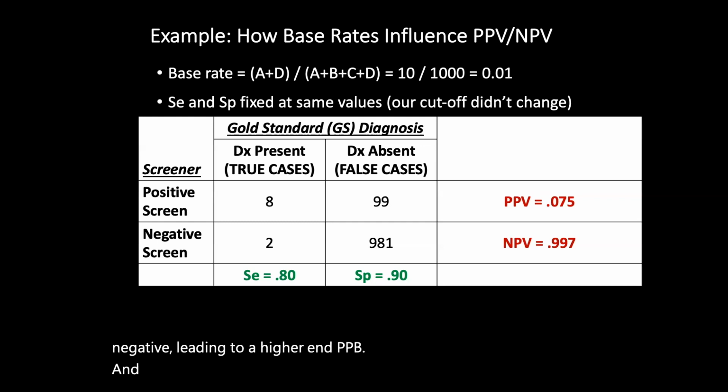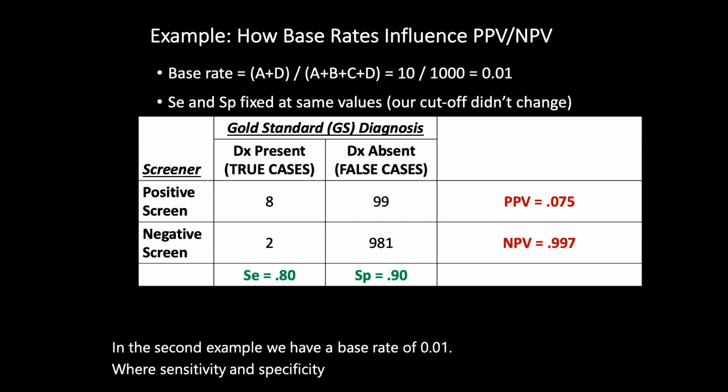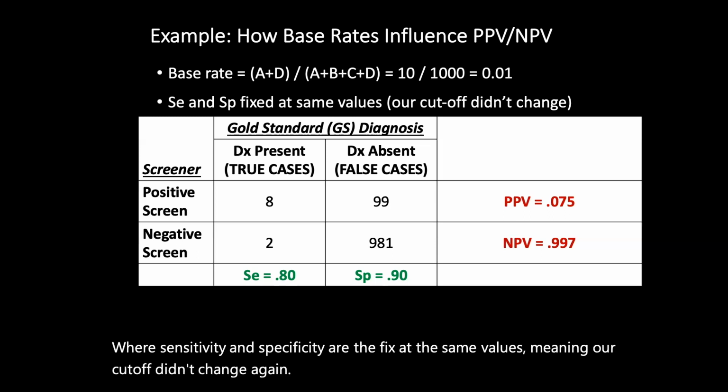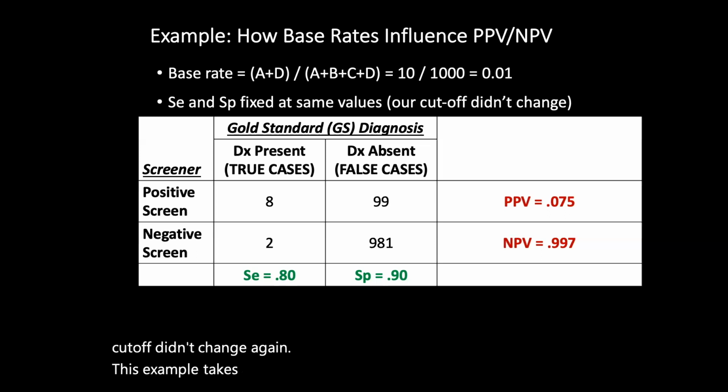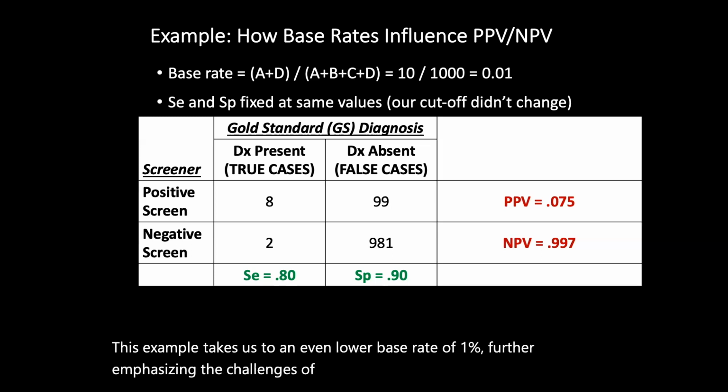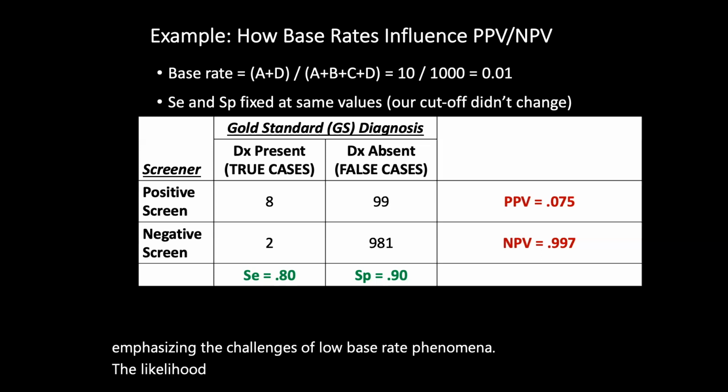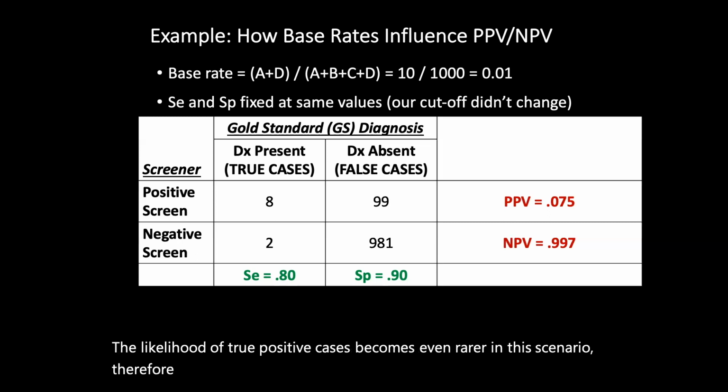In the second example, we have a base rate of 0.01, where sensitivity and specificity are fixed at the same values, meaning our cutoff didn't change again. This example takes us to an even lower base rate of 1%, further emphasizing the challenges of low base rate phenomena. The likelihood of true positive cases becomes even rarer in this scenario. Therefore, PPV would likely decrease further as false positives become more common relative to true positives.